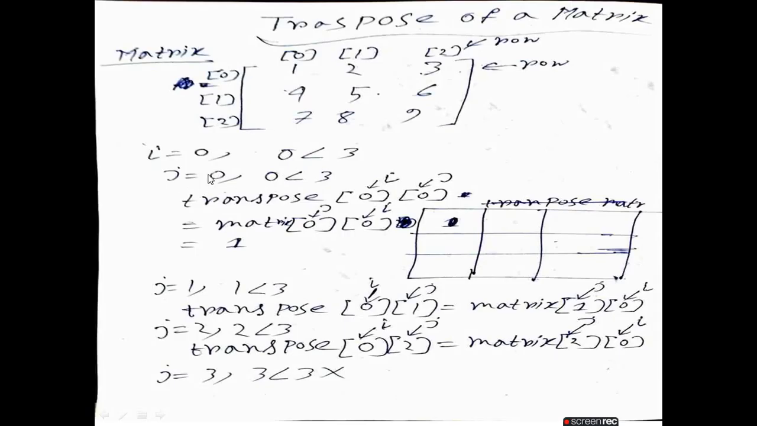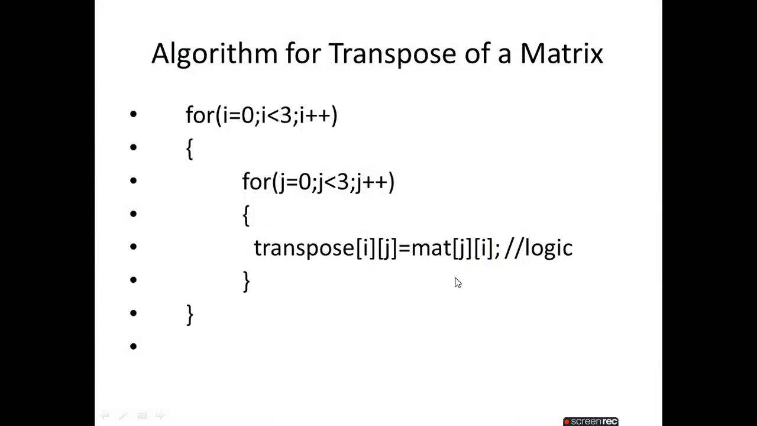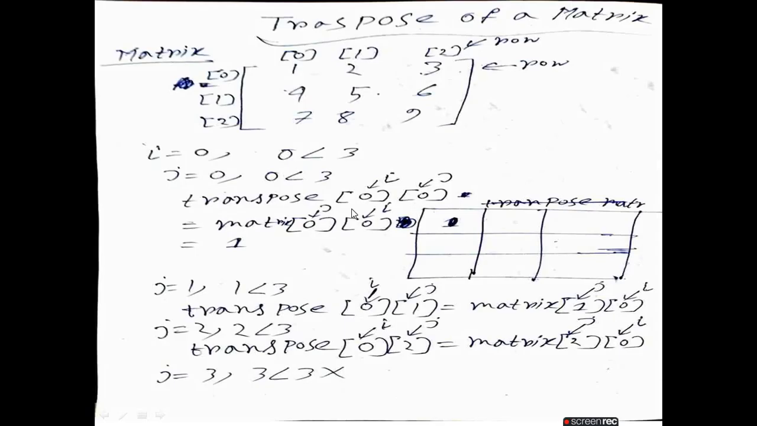So j becomes 0 now. 0 less than 3, yes. Then transpose of ij, what is the i value? 0. What is the j value? 0. That means transpose of 0 0 is assigned with matrix of ji. What is the j value? 0. What is the i value? 0. That means, in a simple way, transpose 0 0 is stored with matrix 0 0.